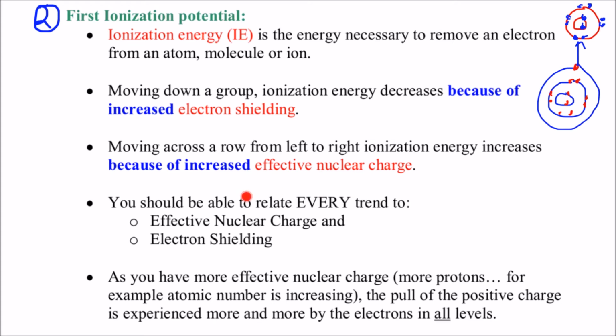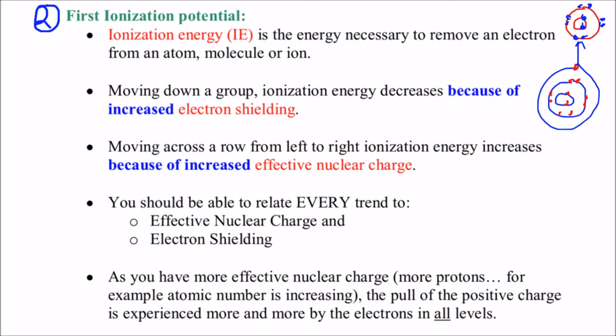So you need to be able to relate every periodic trend to nuclear charge and electron shielding. That's how you do this. That's how you do periodic trends. If you can define the periodic trend, if you can define what ionization energy is and atomic radius is, and then you can relate it to the nuclear charge and the electron shielding, then it makes everything much more simple.